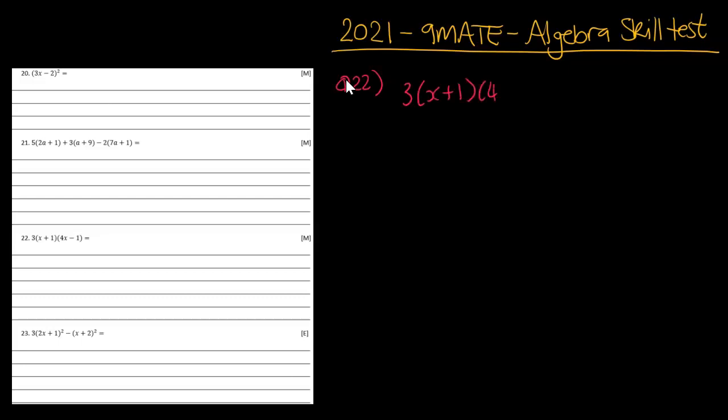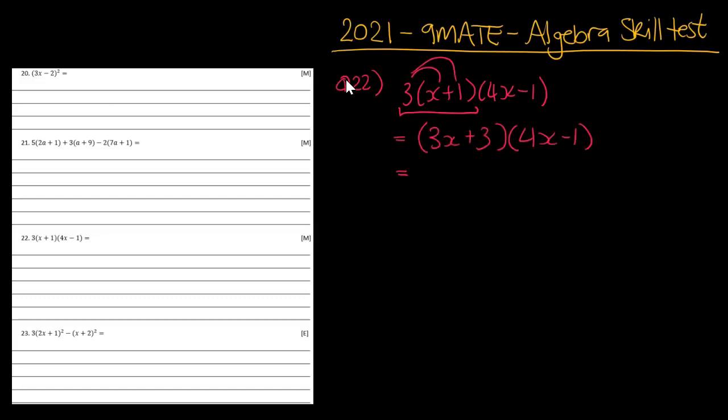Question number 22, just jotting down the question, but we had 3 and then brackets x plus 1, 4x minus 1. So my first step for this is I've actually got 3 parts. I've got the 3 there and I've got the 2 brackets. I'm going to start just by focusing on the first 2 parts there. And I'm going to expand this, and it's a single bracket.